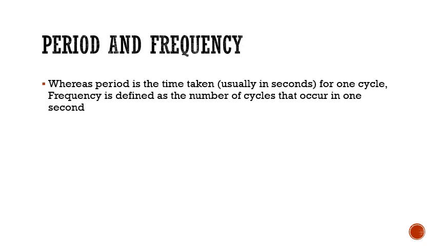Period and frequency. Whereas period is taken usually in seconds for one cycle, the frequency is defined as the number of cycles that occur in 1 second. For this reason, they are inverses of one another. Even from the definitions, you can tell they're inverses because frequency is number of cycles per second and period is number of seconds per cycle.